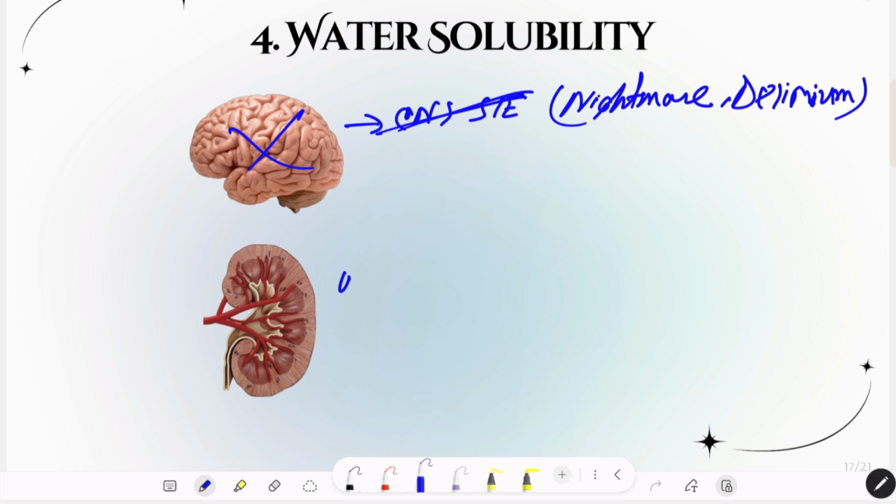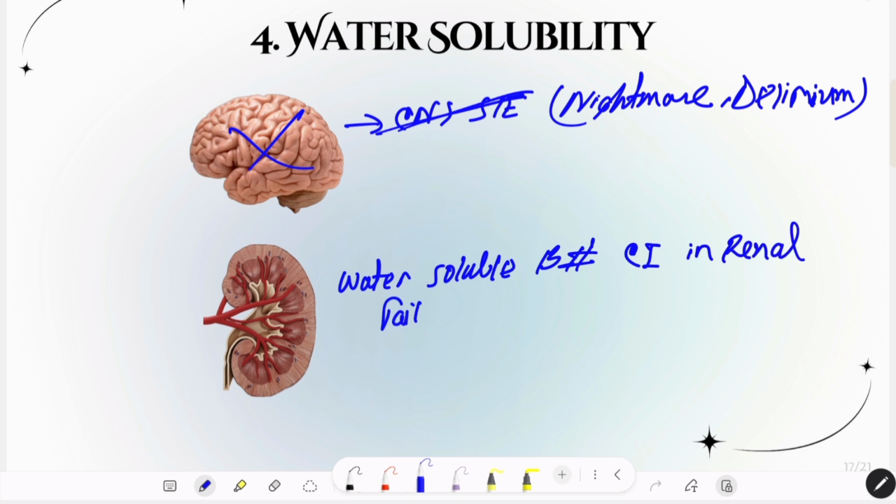But the water soluble beta blockers are contraindicated in renal failure. Water soluble drug can only be excreted from the body by renal route. So if the renal failure occurs, the water soluble drug cannot be excreted from the body. It again comes to the body and produces toxicity. That's why water soluble beta blockers are contraindicated in renal failure.